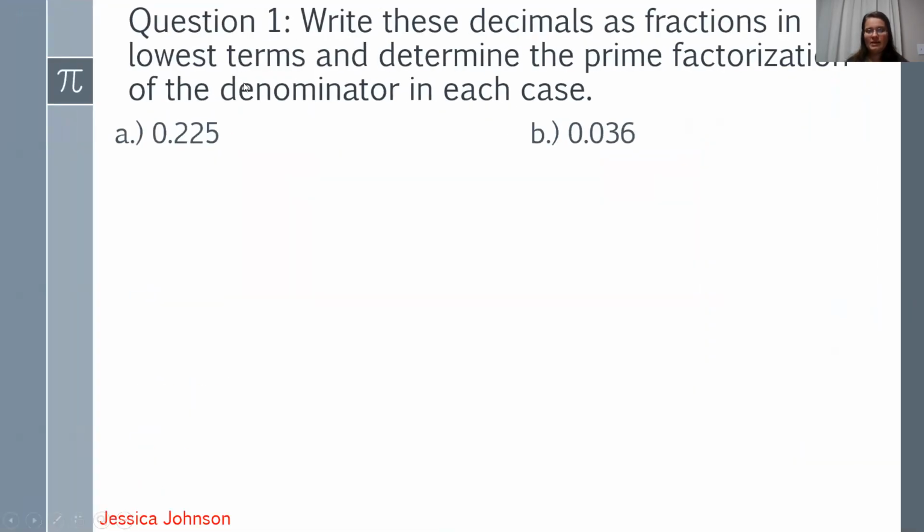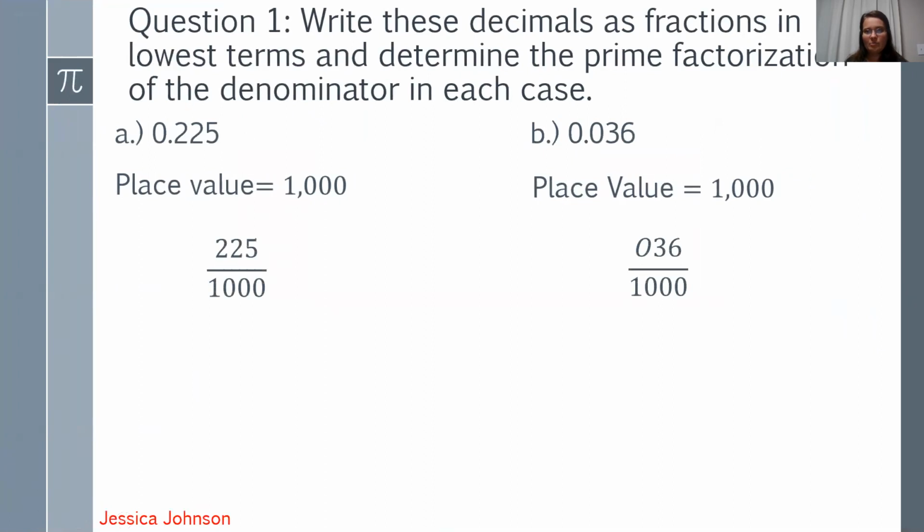Now that we have our place value established, we know that we're going to put 225 and 036 over 1,000. At this point, it is okay to get rid of the 0 in front of the 36. Let's put these fractions in the lowest terms.